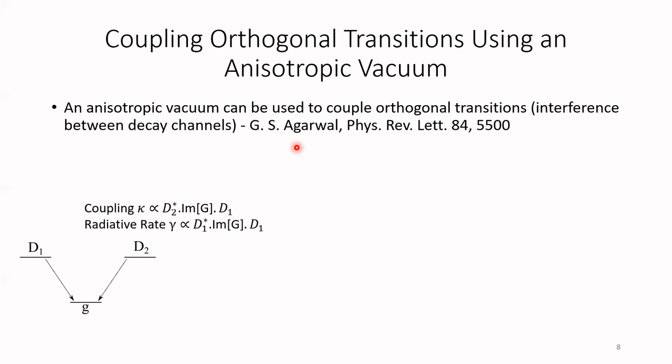So as I mentioned earlier, G.S. Agarwal in 2000 came out with this groundbreaking paper in which he said that, okay, if you can sort of manipulate the electromagnetic vacuum and make it anisotropic, you can get these two dipoles to talk to each other. And how does that work?